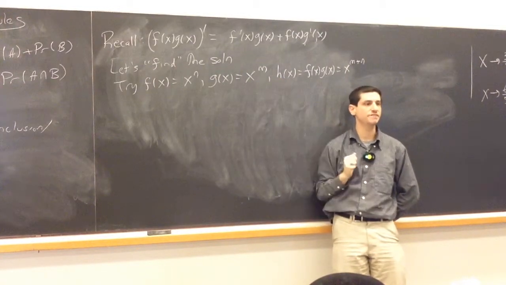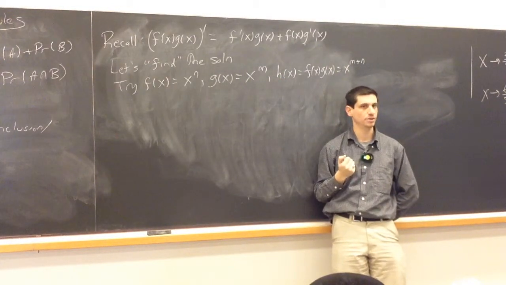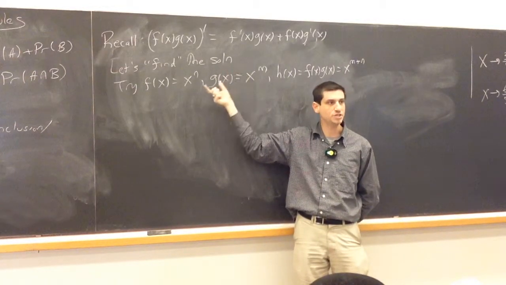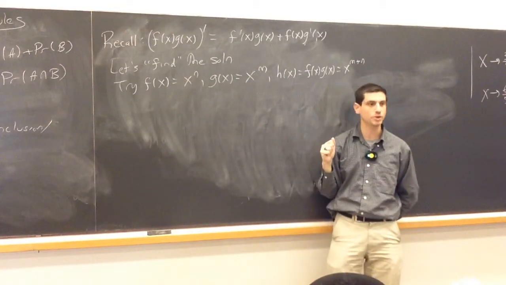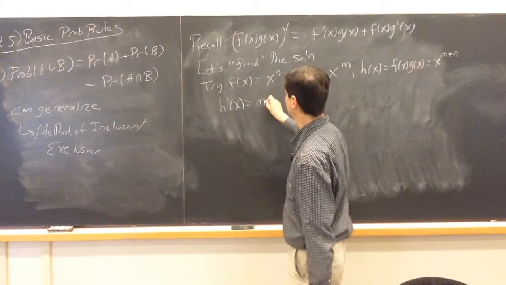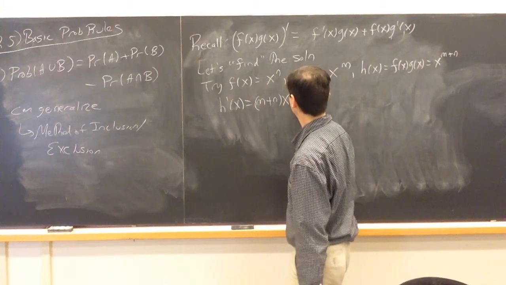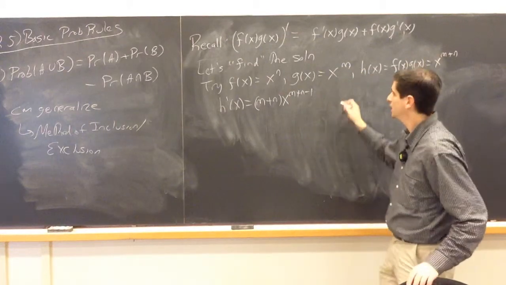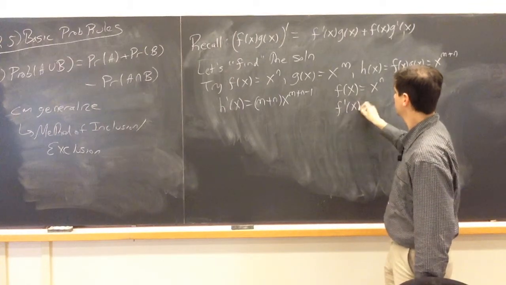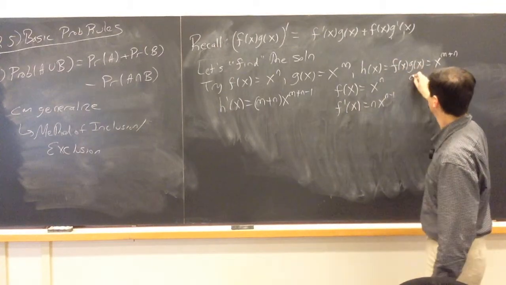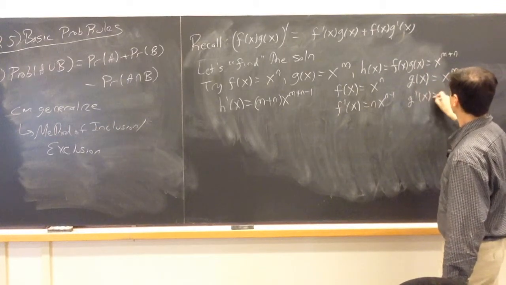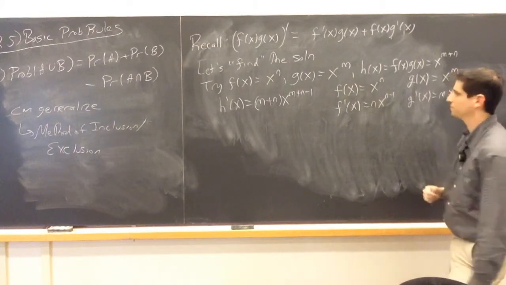We can use this to sniff out a candidate for the product rule. We're taking two functions we understand very well, of a nice form, and their product is also of a nice form that we understand. What's h prime of x? That's just going to be m plus n times x to the m plus n minus 1. If f of x is x to the n, what's f prime of x? That's n x to the n minus 1. G of x is x to the m, so g prime of x is m x to the m minus 1.